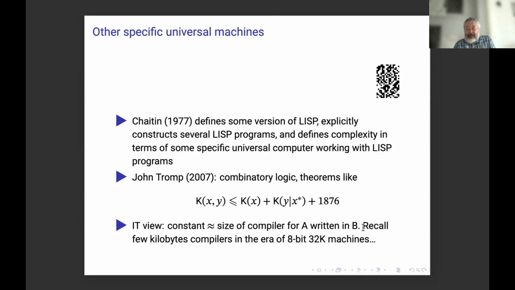We have some other programming language, and then we want to write a program, interpreter or compiler for this new programming language in our original programming language. How long should it be? This length is just a constant, because we need to add this compiler to any program written in this compiled language, to translate it into our original language. And this constant is just the size of the compiler.